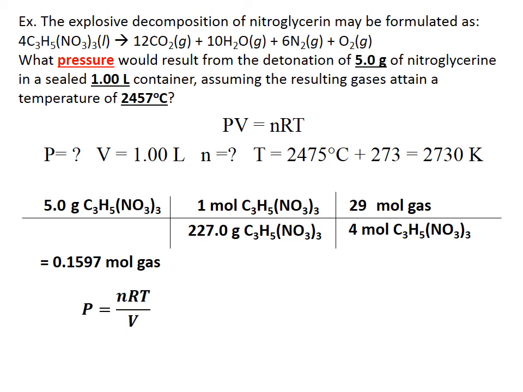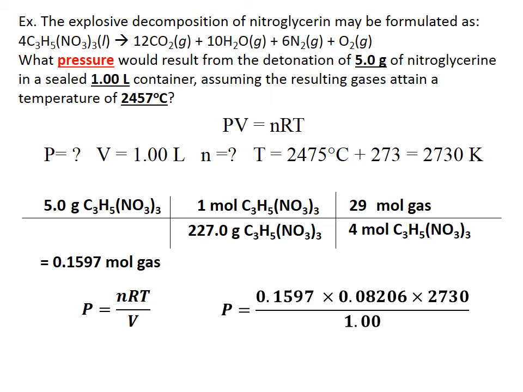We know V already, R is a constant, and we know the temperature. So we rearrange that equation, the ideal gas equation, to solve for P. So that means P is equal to nRT over V. So we substitute our known values into the equation. Once we've substituted our known values into the equation, we can solve for P, and that gives us 36 atmospheres.